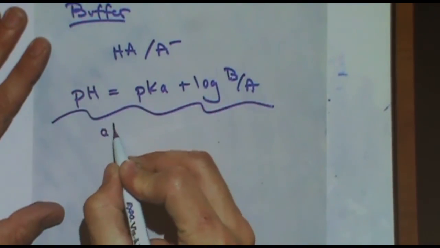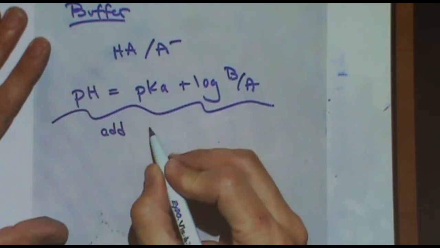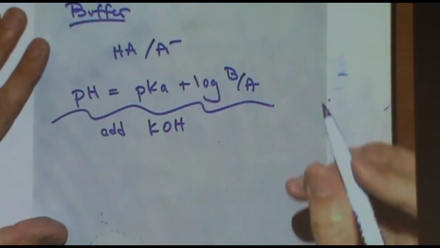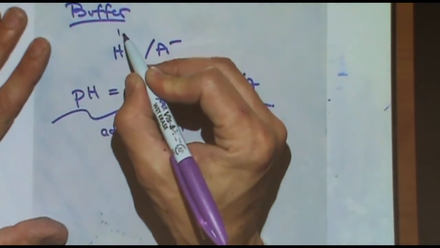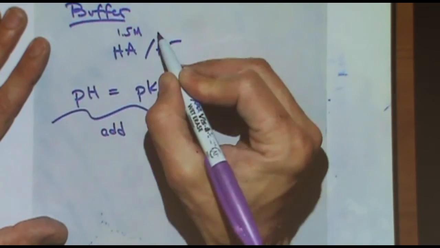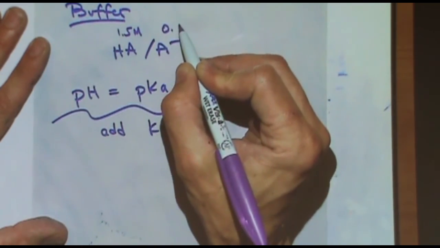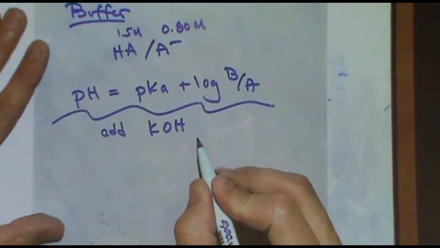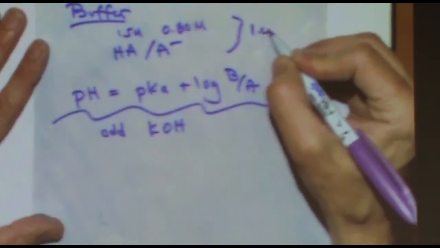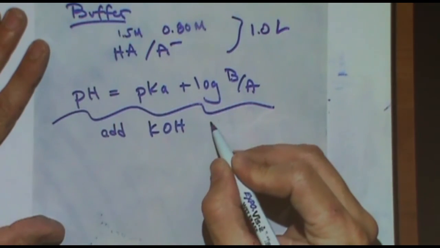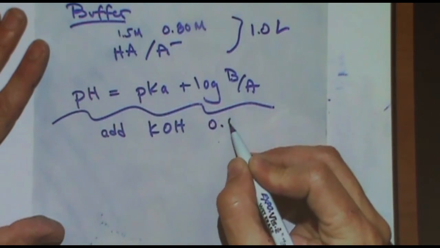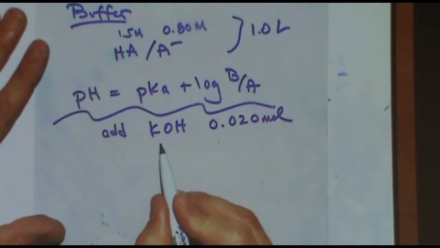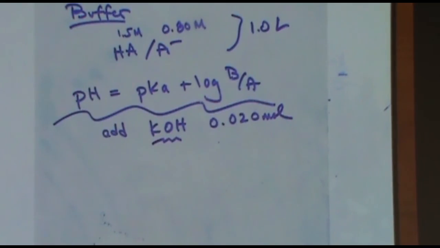Now, if you add something to a buffer, so let's say I'm going to add KOH to this buffer. Let's say this is 1.5 molar and this is 0.80 molar. Okay? And let's say we have 1 liter of solution, and I'm going to add a small amount, 0.02 moles of this.